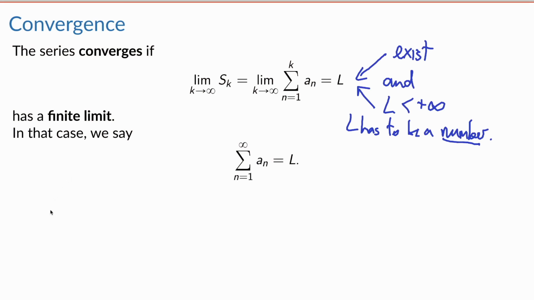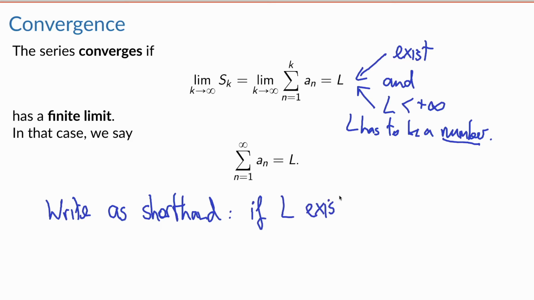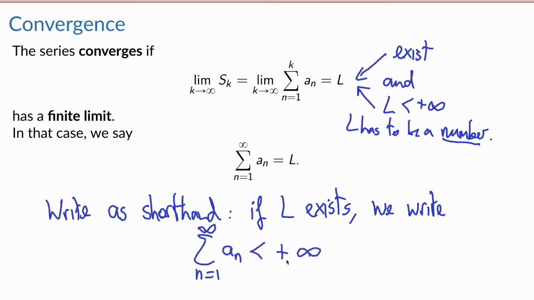And we're going to write as shorthand to say that this exists. If L exists, we will sometimes write that the sum from n equals 1 to infinity of an is finite, is less than plus infinity. What that means is that the limit L exists. That's a shorthand notation for that.